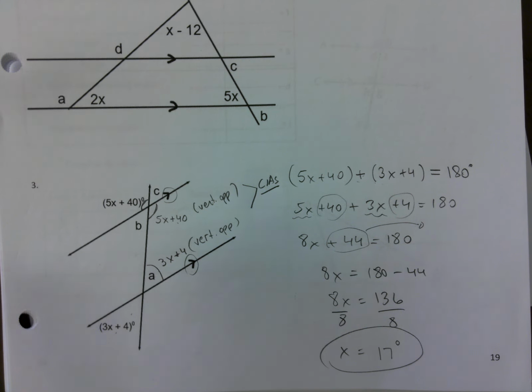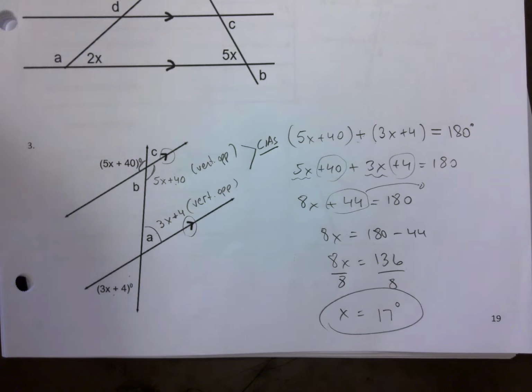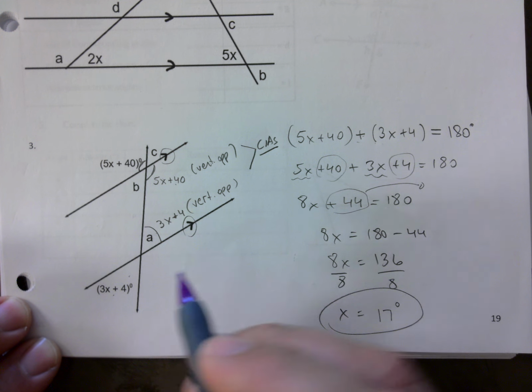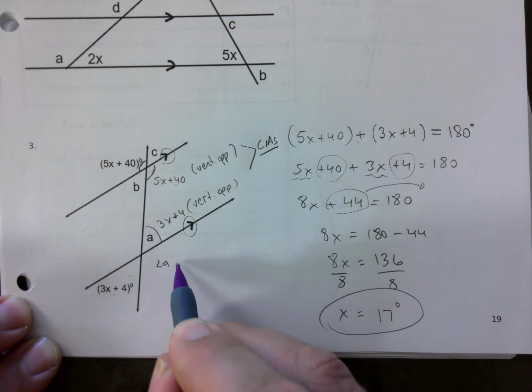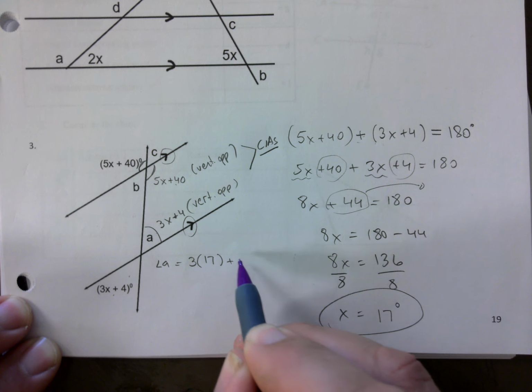So x is 17. It says determine the value of x, then calculate the values of a, b, c. Okay, so I have to figure out a, b, c, and I used up all my space there. So I'm going to have to be wise with my space. I'll figure out a. A is right here. I know that that's 3x plus 4. So angle A is 3x plus 4.